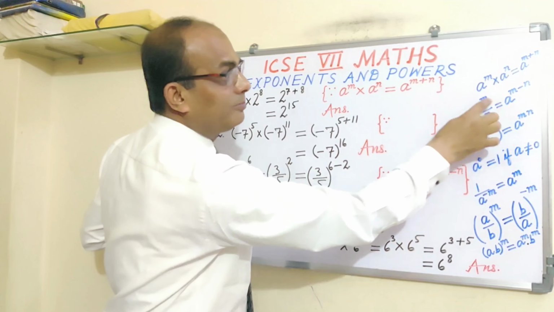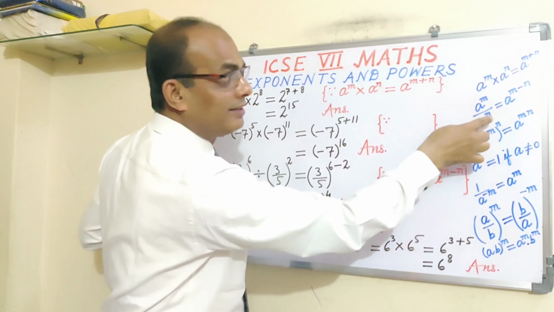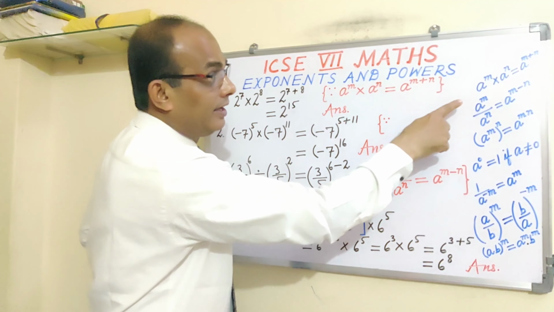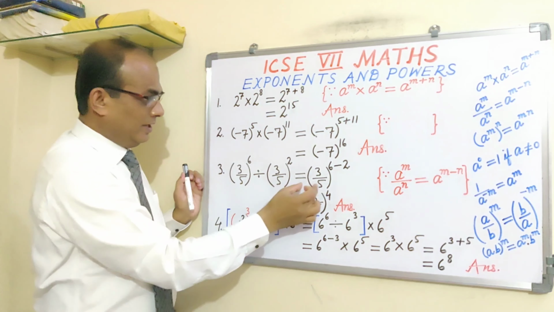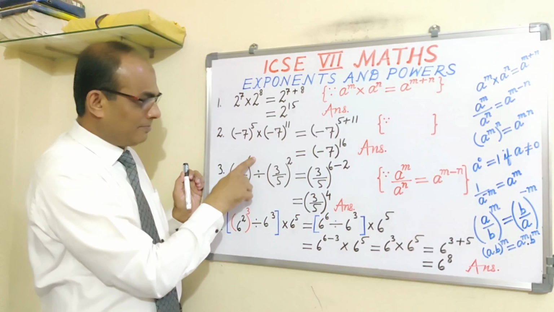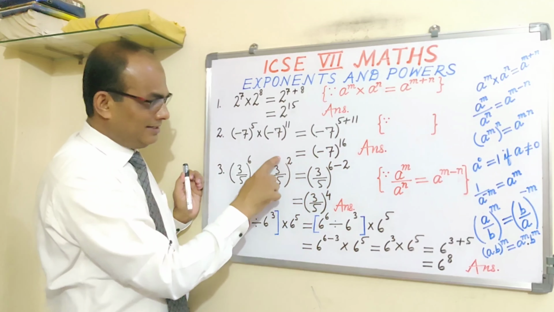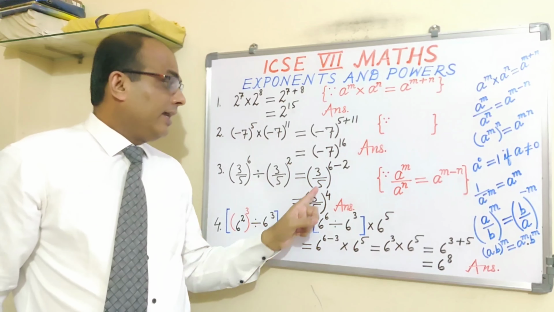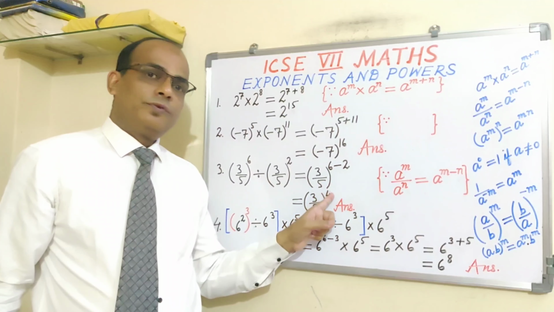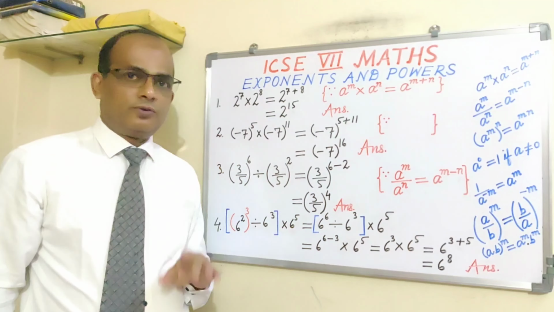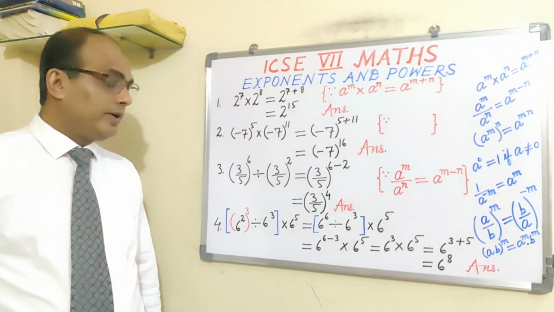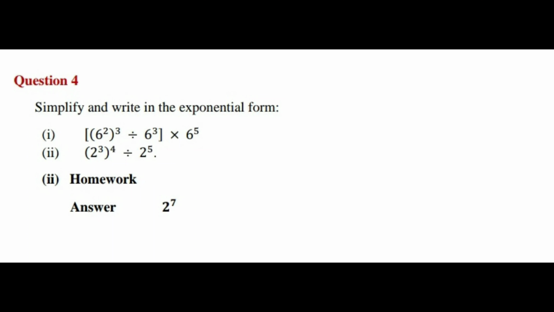It is equal to a raised to the power m minus n. See, m minus n, not n minus n, please, m minus n. Now 3 upon 5 and then 6 minus 2 is 4. So 3 upon 5 whole raised to the power 4. That's the answer. Okay, next question, question number 4. See on the screen.